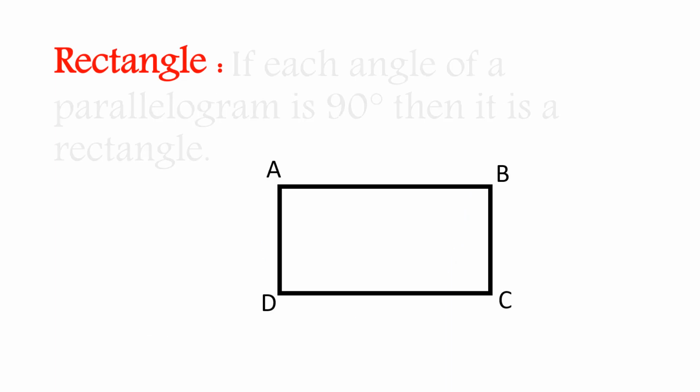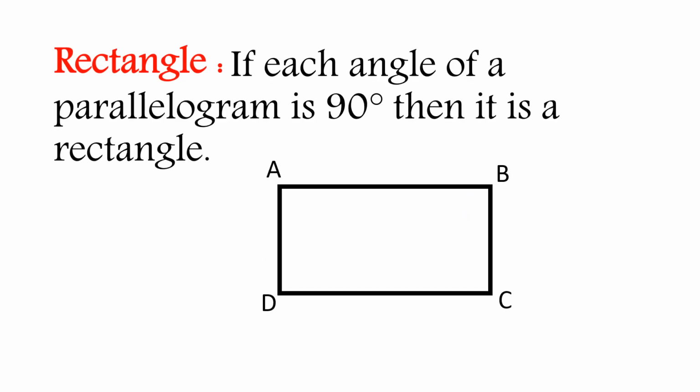Rectangle. If each angle of a parallelogram is 90 degrees, then it is a rectangle. Look at this figure. Seg AD and seg BC are the opposite sides. They are parallel as well as congruent.